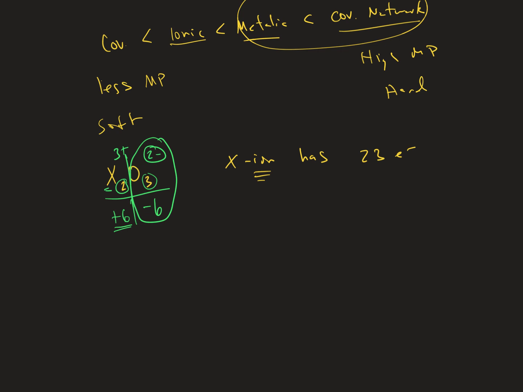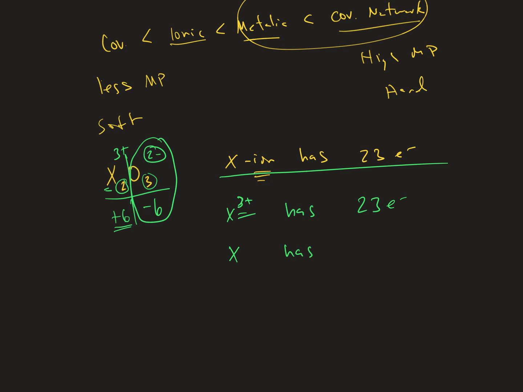All right, so we know that the X ion, or we could just say X3 plus, has how many electrons? 23. It tells us right here in different words. 23 electrons. So how many does X have? 26. It had to lose 3 to become 3 plus. Are you with me?